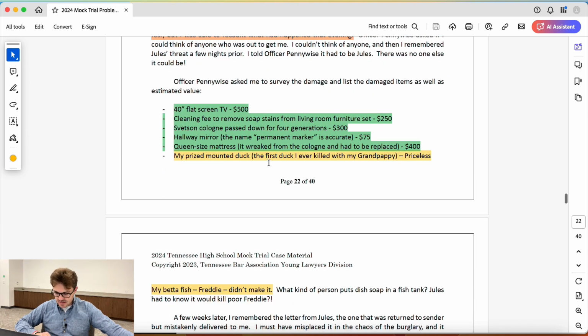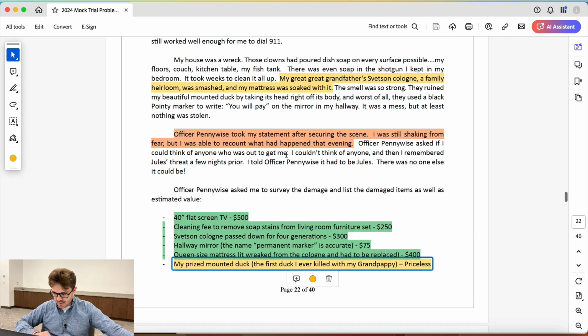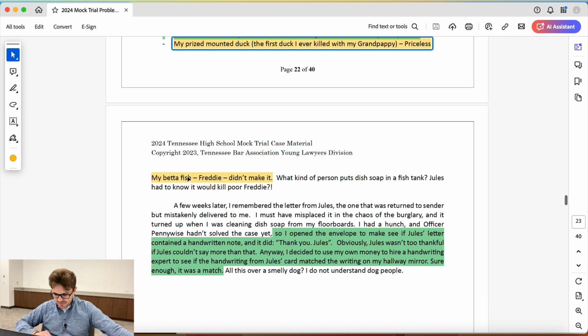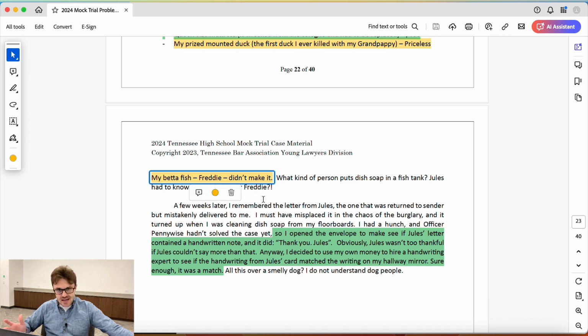You do the same thing down here with the prize-mounted duck. We go right back to Grandpappy there. Have Grandpappy up here, Grandpappy down here. And then, my betta fish, Freddie, didn't make it. Sad, yes. But what if we talked about a memory he has with Freddie, the betta fish? My betta fish, Freddie, it wasn't much, it's not like a dog, but I'd get home every day and it made me happy to see Freddie. Just anything like that that's a variety so that we're not just sad and dramatic for the entire direct examination.